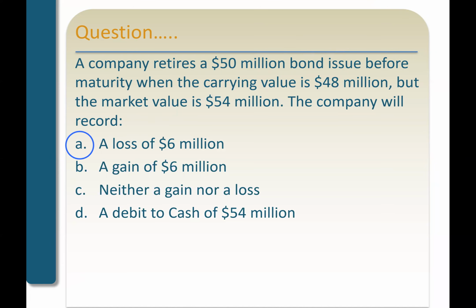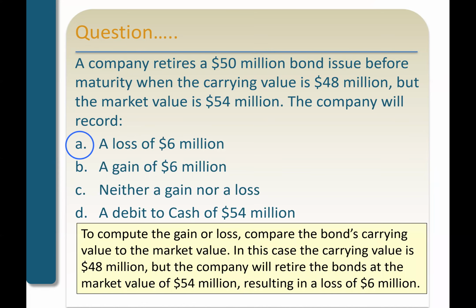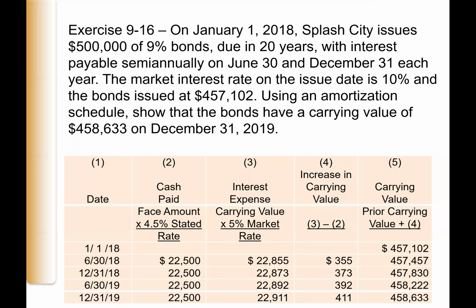We have to pay them what the market value is. So the cash that goes out is going to be 54 million. The carrying value on those bonds right now is 48 million. So because we have to pay 6 million more to retire those bonds, we've got a loss. Okay.